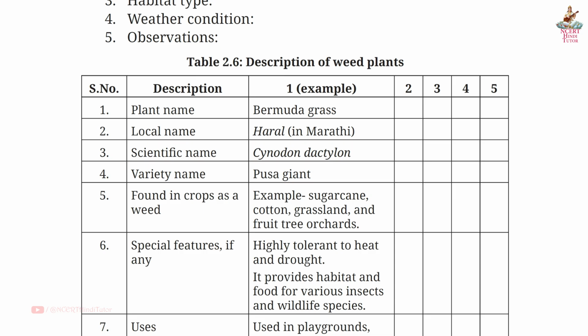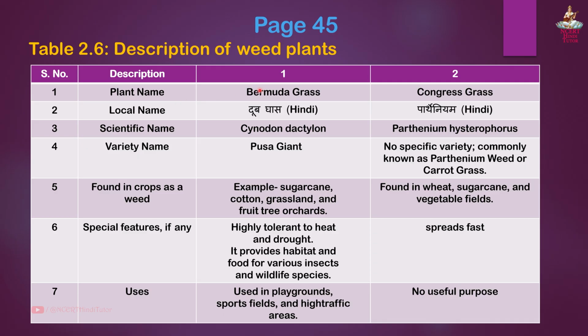Page 45, Table 2.6: Description of weed plants. First, plant name Bermuda grass, local name Doob ghas in Hindi, scientific name Cynodon dactylon, variety name Pusa giant. Found in crops as a weed, for example sugarcane, cotton, grassland and fruit tree orchards.